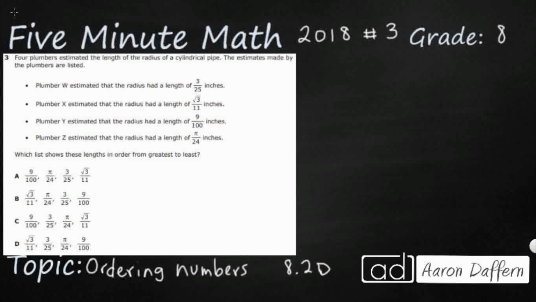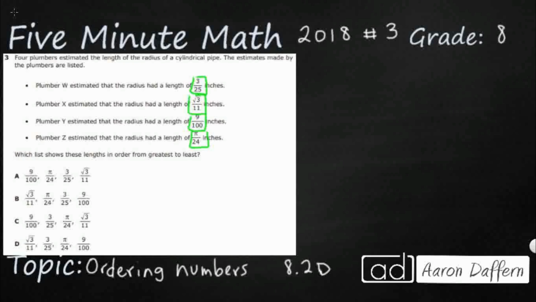So we've got 4 plumbers. They're estimating the length of the radius. I'm not sure why they would estimate in these exact terms. I'm not sure if anyone makes a fraction with a pi or a square root as a numerator, but that's what we have here. So we need to put these 4 terms into order from greatest to least.